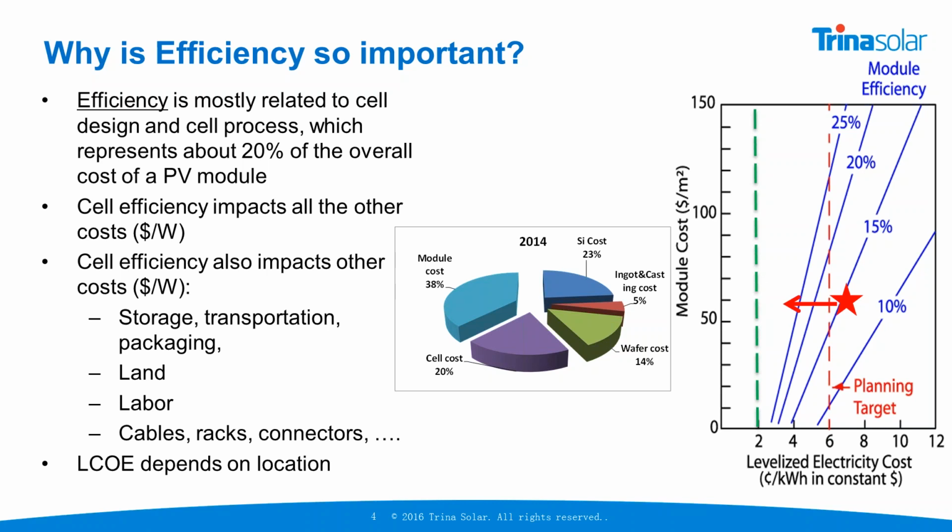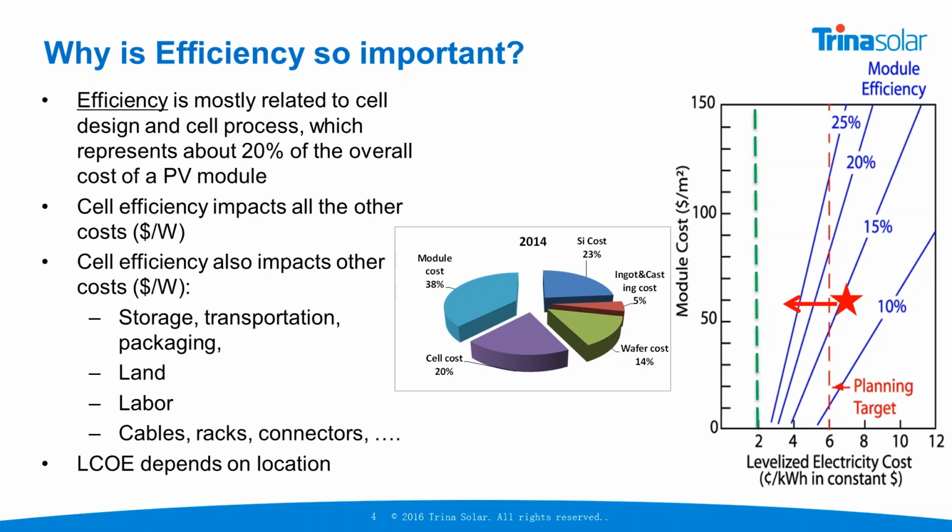To reduce the LCoE to a level like 2 cents or 3 cents per kilowatt hours, you see that there is no other option than improving the efficiency of the cells. And improving the efficiency is mostly related to the cell process and cell design, which represent only 20% of the overall cost of the module.